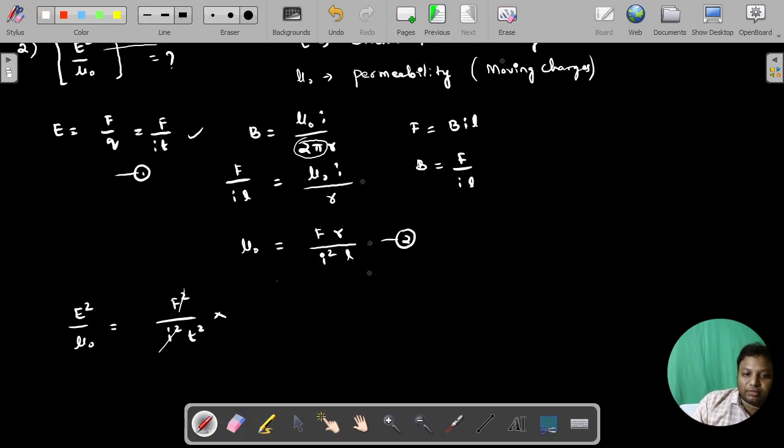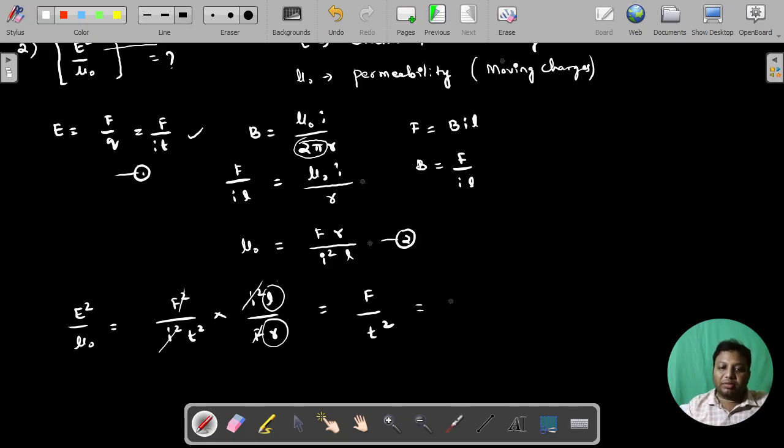Okay. So I square gone, F gone. R and L have the same dimensional formula. We are left with F by T square. F by T square is simple. Force is MLT minus 2. For T square you write T square only. It will be ML T minus 4. Done. This is the answer. Okay. I hope you understand this.